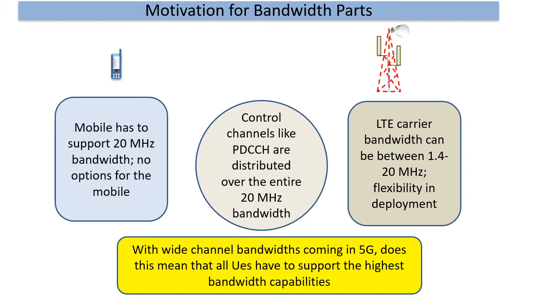So if we look at one of the motivations for bandwidth parts, one of the challenges in LTE was that all LTE handsets had to support 20 megahertz bandwidth. In fact, ironically, the base station side, the deployment, because of various reasons, could go as low as 1.4 megahertz of bandwidth. But all UEs had to support 20 megahertz. And in different deployments, you could have bandwidth ranging from 1.4, sometimes 5, sometimes 10, sometimes 20.